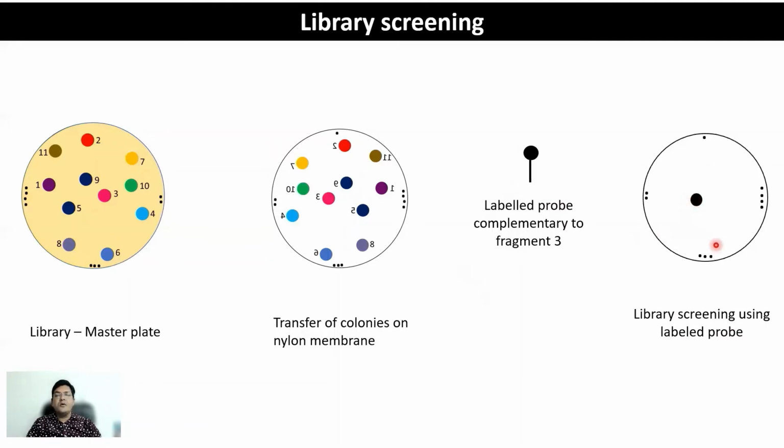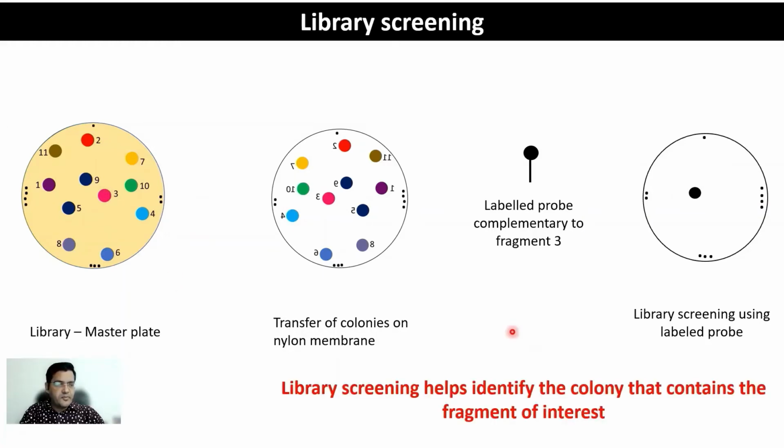So here you are. I can now reference it back to this third position here or the third position here in the main master plate library. So now what I've done is, from this, I have identified which colony contains my fragment 3. I can now pick up the colonies from here, do a mini prep, isolate the plasmid, and sequence the plasmid to get the actual sequence of fragment 3 here. So in the context of genome sequencing, library screening helps you identify the colony that contains a fragment of interest.